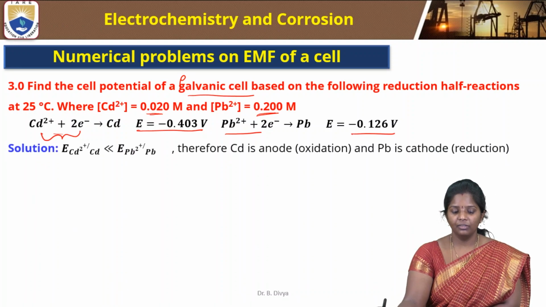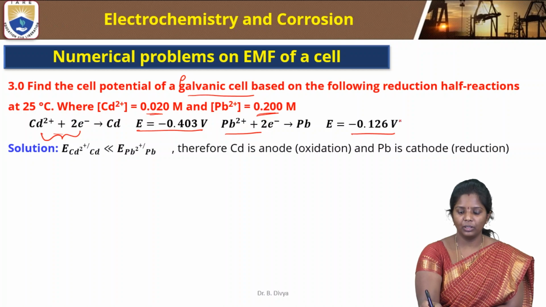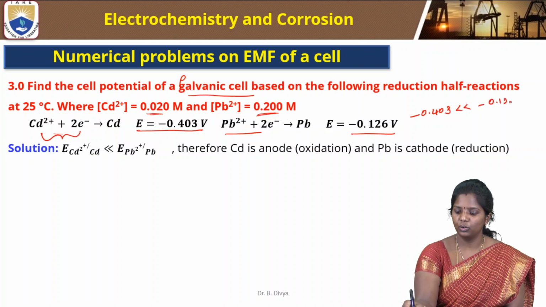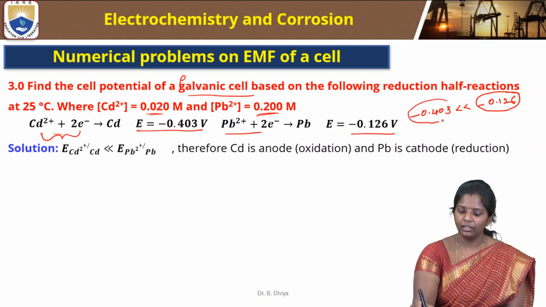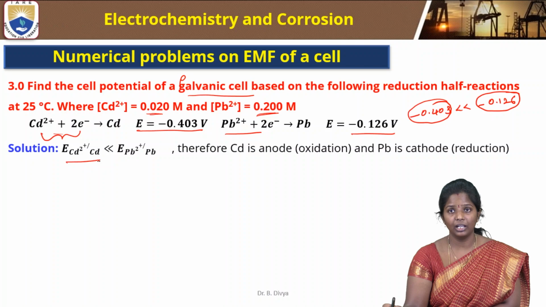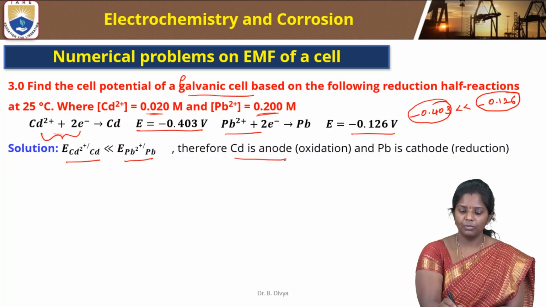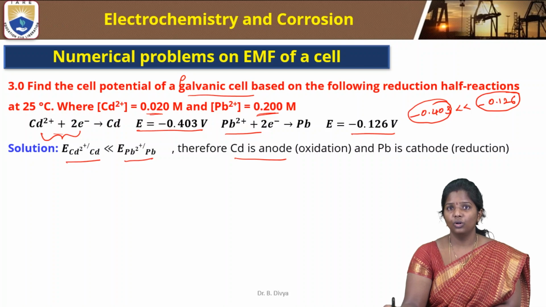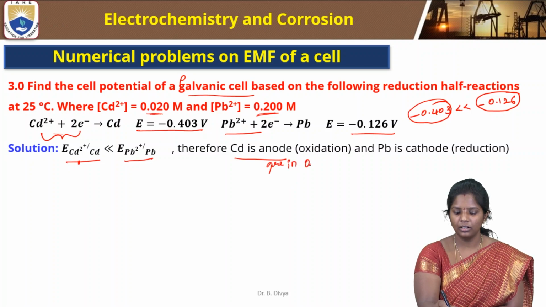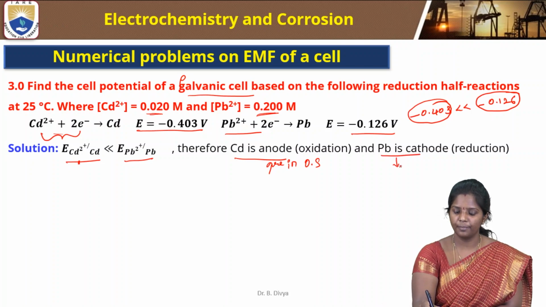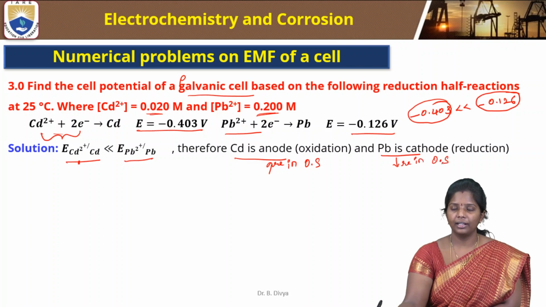So what happens here, whenever there is a higher negative value, it is always lower than the lower negative value. So minus 0.403 is less than minus 0.126. So what is happening here? The potential of cadmium is very much less than lead. So the cadmium electrode potential is less. Therefore, cadmium is anode. Oxidation will take place at cadmium, that is increase in oxidation state. And at lead, reduction will take place, a decrease in the oxidation state, and it acts as a cathode.